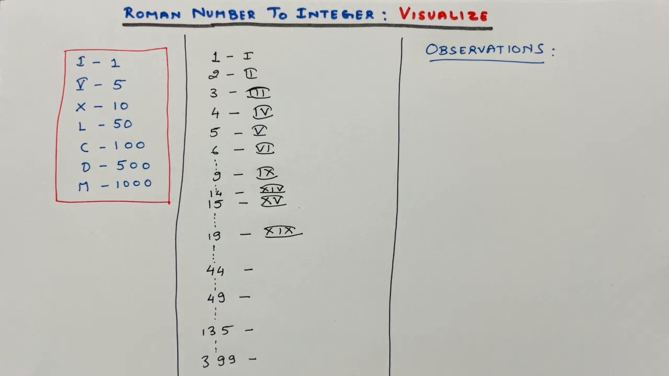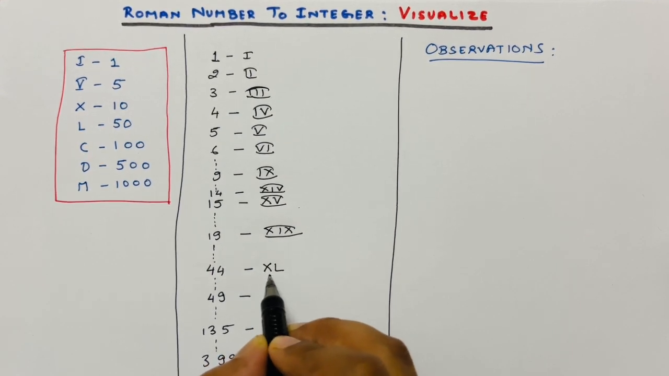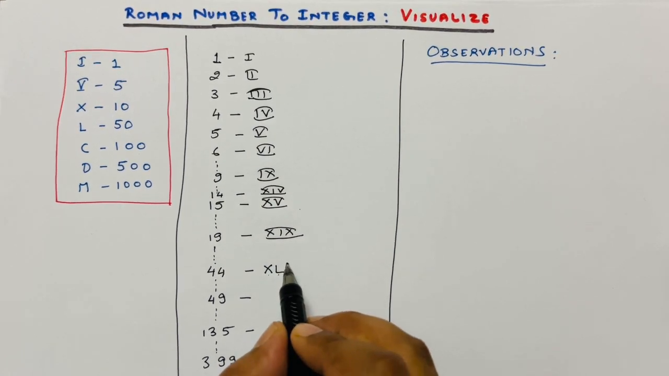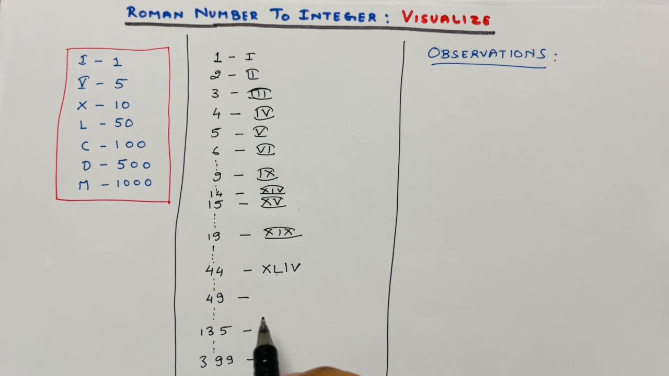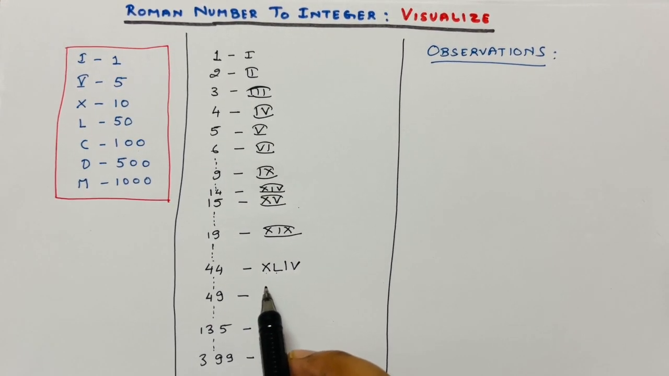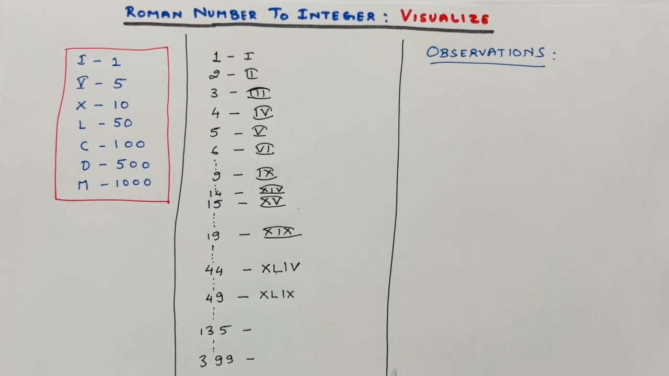So let's say, how do we write 44? In case of 44, first we have to represent 40. 40 is represented as XL, basically 50 minus 10, 40. Then 4 is represented as this. Similarly, let's try to write 49. Now 49, again 40 will be represented as this and 9 as this.